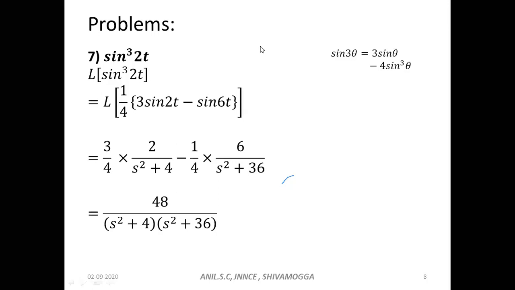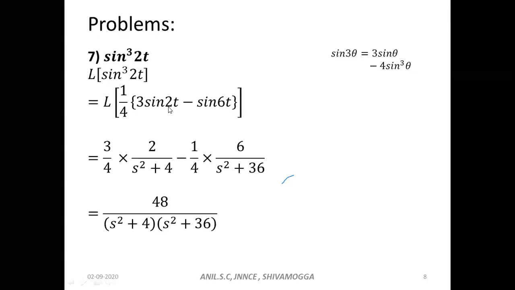Use this here. Here theta is 2t. Therefore, sine cube 2t is 1 by 4 into 3 sine 2t minus sine 6t, since 3 into 2t is 6t. Therefore, this is L of 1 by 4 into 3 sine 2t minus sine 6t. You keep this 3 by 4 outside, as 3 by 4 is constant in the first term. As 3 by 4 comes outside, we get the Laplace transformation of sine 2t.